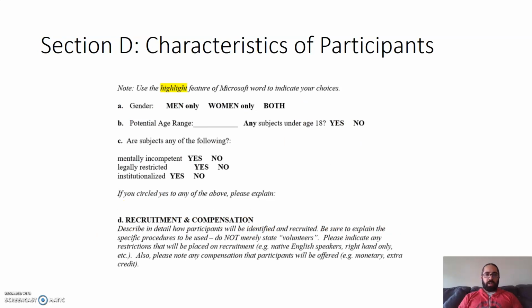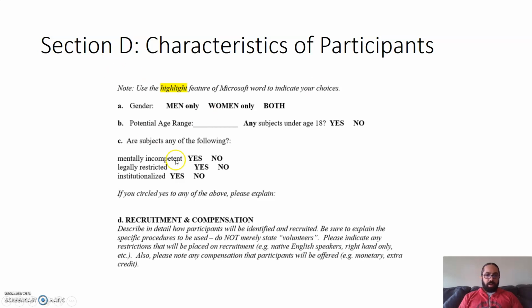The next section, section D, you need to describe characteristics of your participants. Will you be recruiting both men, women, or only men, only women, or both? What is the potential age range of subjects? Are any subjects under the age of 18? Note, if subjects are under the age of 18, they legally cannot consent to participate in research. In that case, you will need parents to consent to participate in research, and then the subject will have to provide assent to participate.